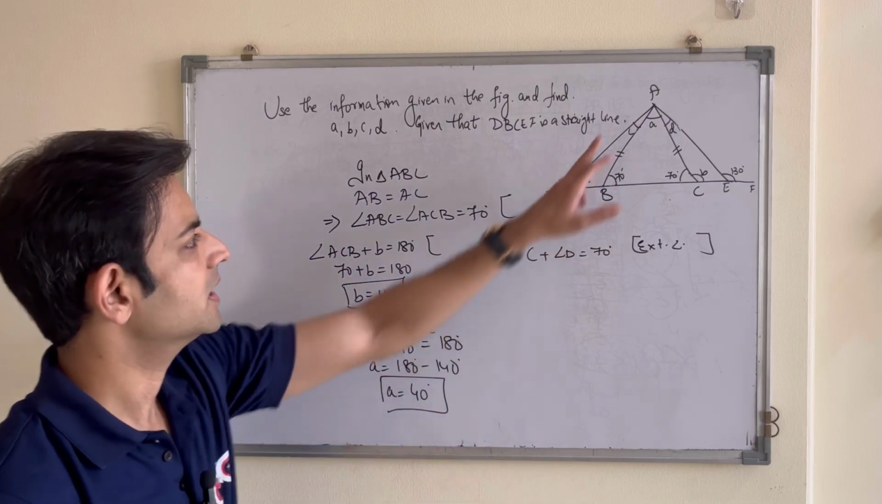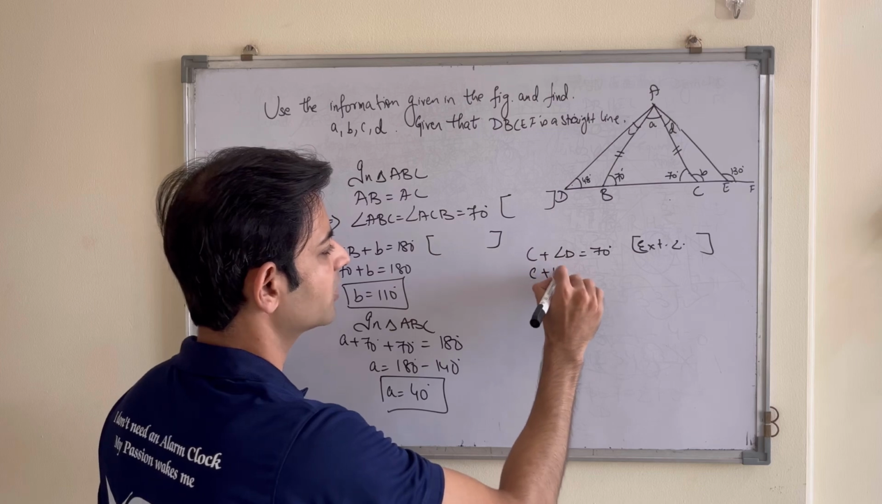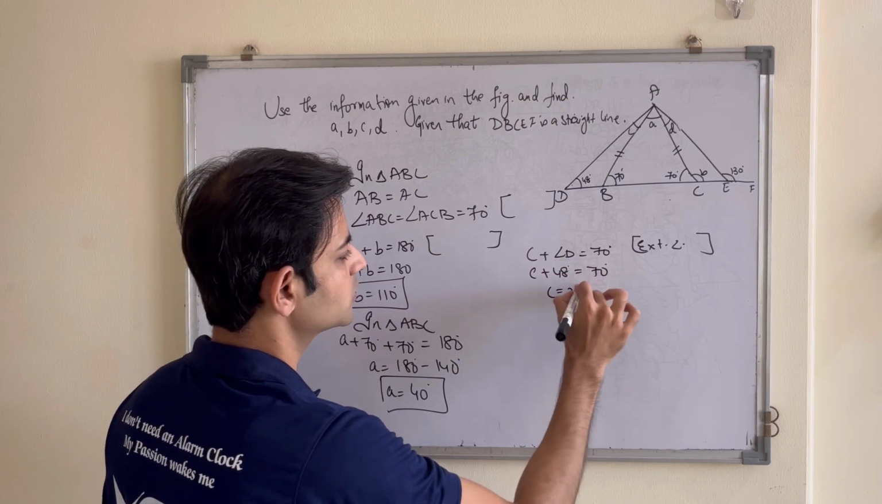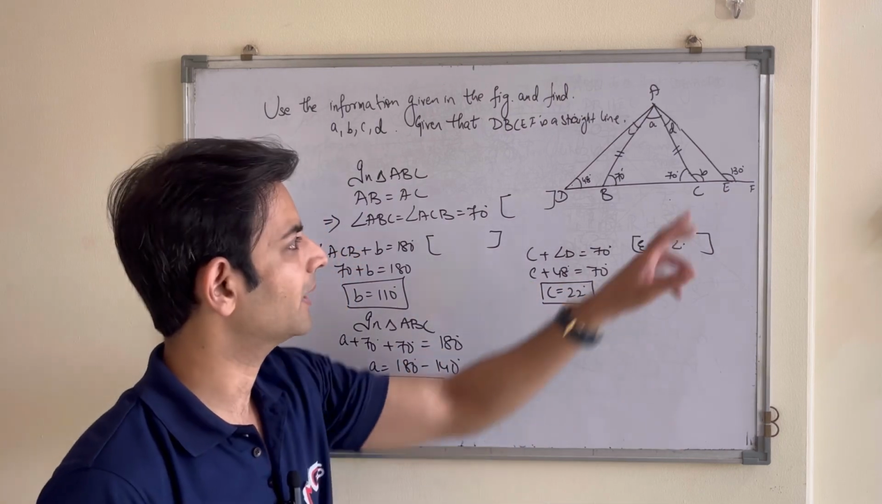So C is what we are supposed to find out, D is 48. So C plus 48 degrees is equal to 70 degrees. So C is equal to 22 degrees. The same concept of exterior angle we can apply here.